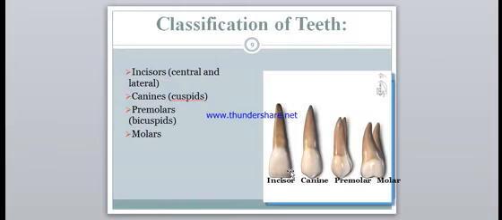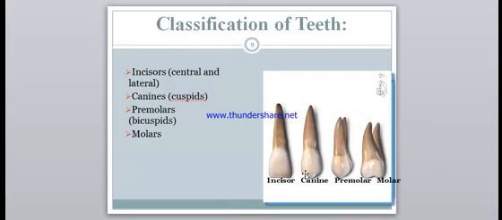This is the incisor. This is how to identify a fallen tooth. This is the incisor, canine, premolar, and molar. Canine is also said to be cuspid. It has one pointed cusp, because the function of the canine is to tear.